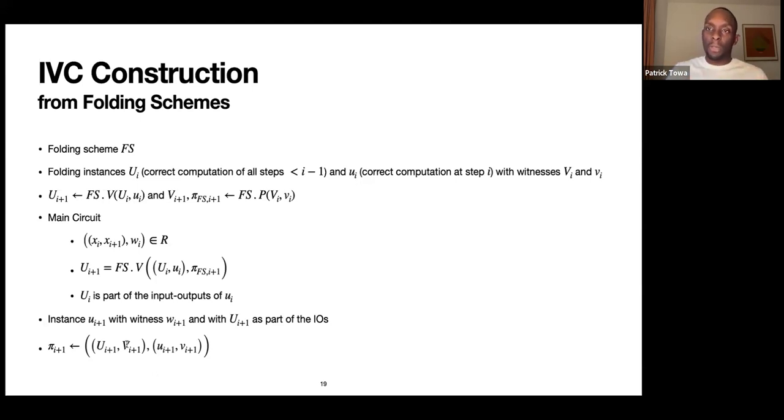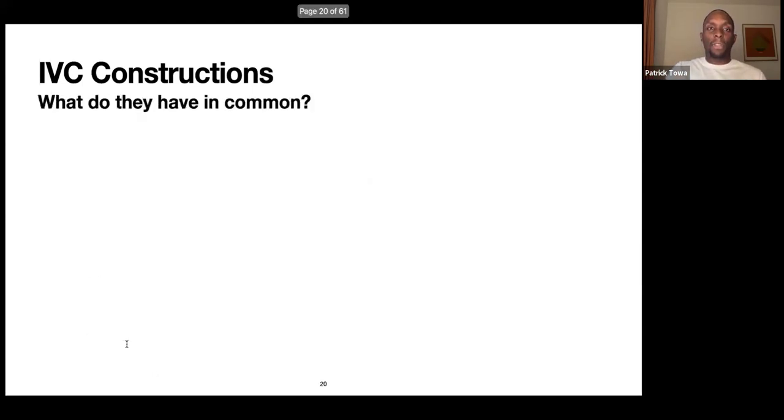Whereas before, what we saw with SNARKs, the prover was proving that the verifier of the previous step would accept the previous proof. So it's more or less the same idea, but not exactly. And the question is then, what do these constructions have in common? And I don't mean just the two that I presented now.